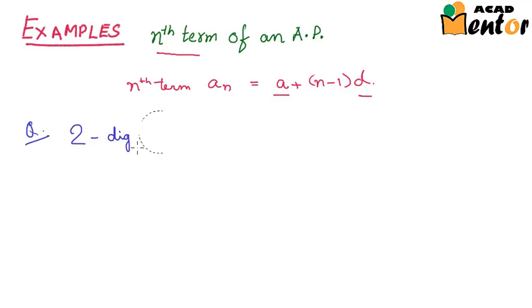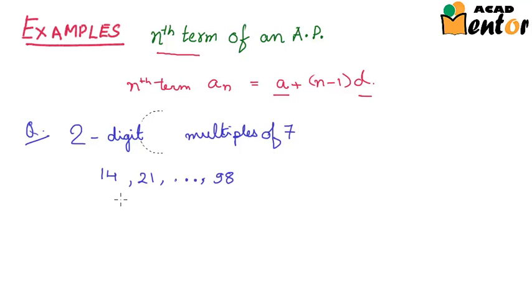Two-digit numbers, multiples of 7. Now the first two-digit multiple of 7 is 14. The next one is 21. This goes on up to 98. Correct? The next one is 105, which is a three-digit number.